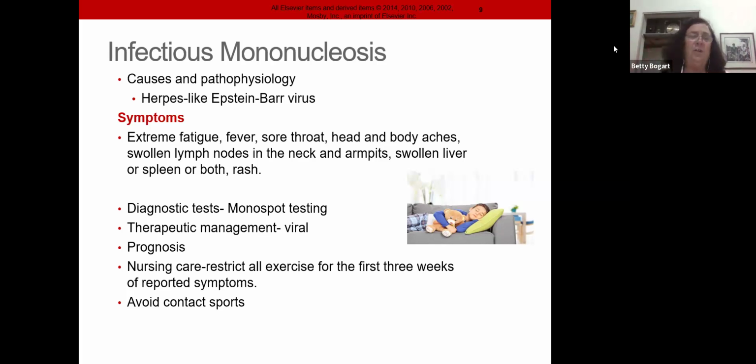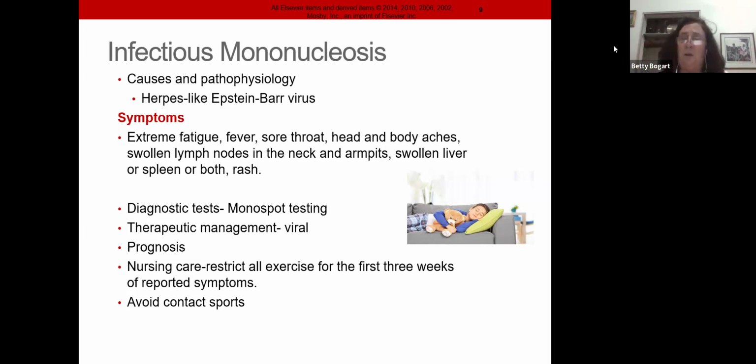So we get these children in, and they're complaining of that sore throat, fever for a week. They've taken antibiotics, nothing is working. We're going to suspect infectious mononucleosis. This is the kissing disease, right?